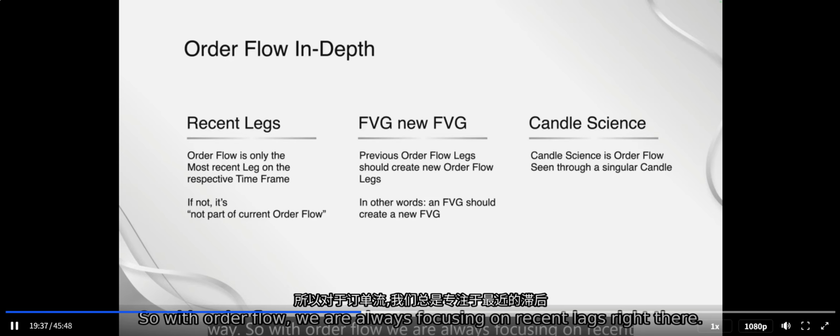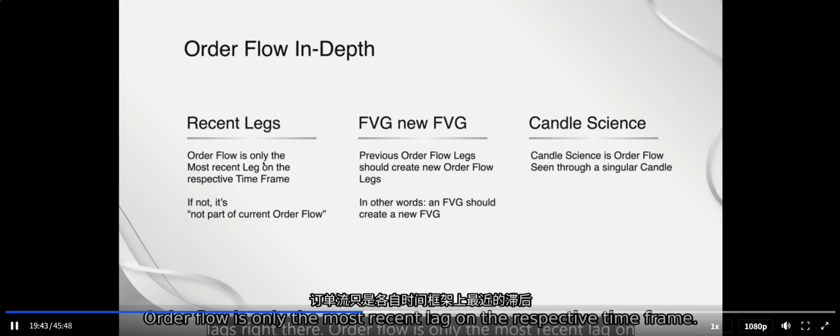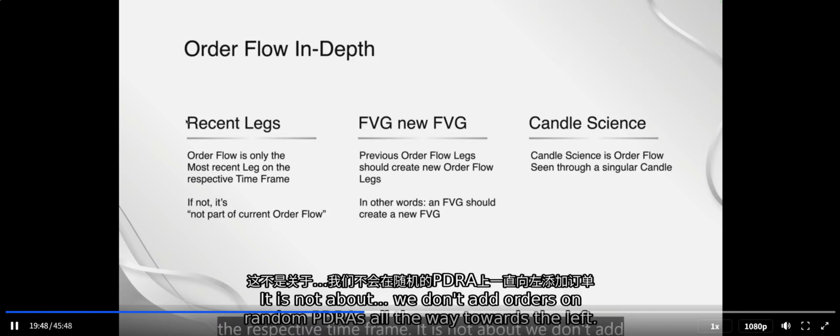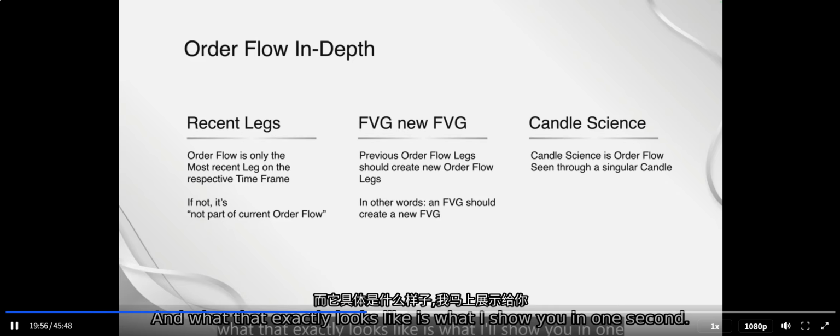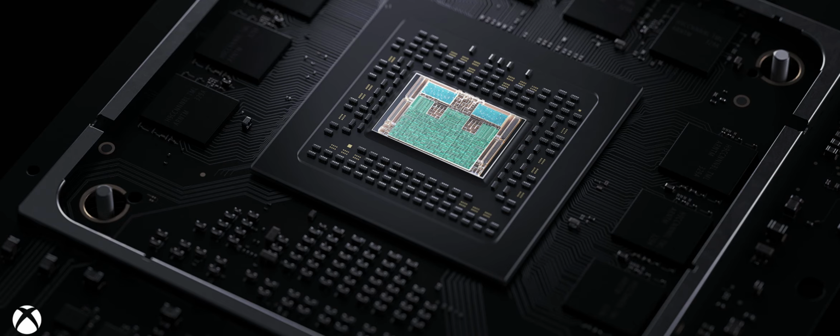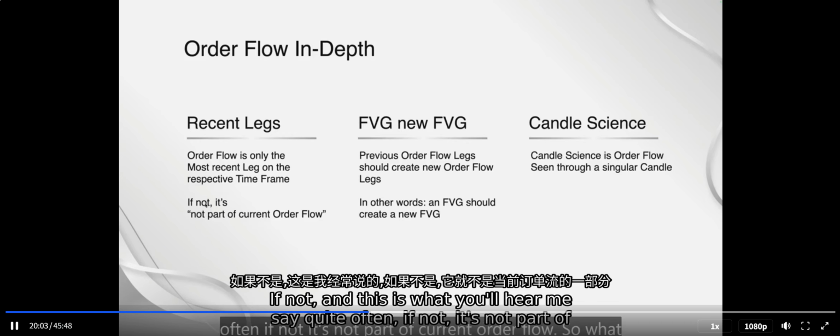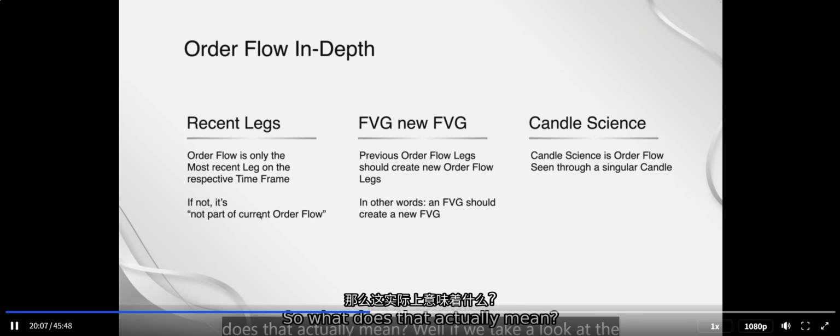So with order flow, we are always focusing on recent lags right there. Order flow is only the most recent lag on the respective time frame. It is not about, we don't add orders on random PD arrays all the way towards the left. And what that exactly looks like is what I'll show you in 1 second. If not, and this is what you'll hear me say quite often, if not, it's not part of current order flow. So what does that actually mean?